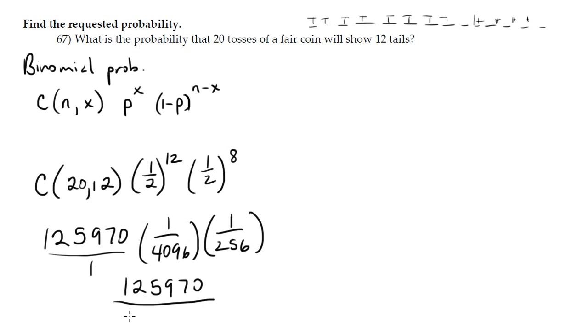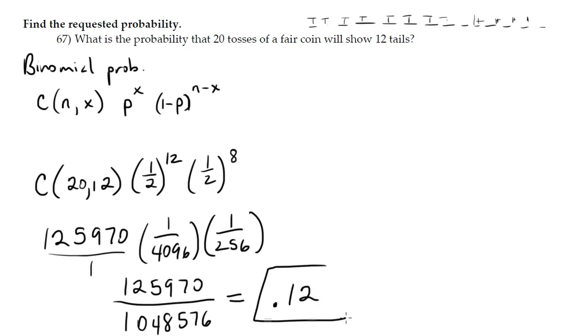You can probably put this all in your calculator in one swoop. So that's 1,048,576. When I divide here, 125,970 divided by 1,048,576, that's about 0.12. That's the probability that 20 tosses of a fair coin will show exactly 12 tails.